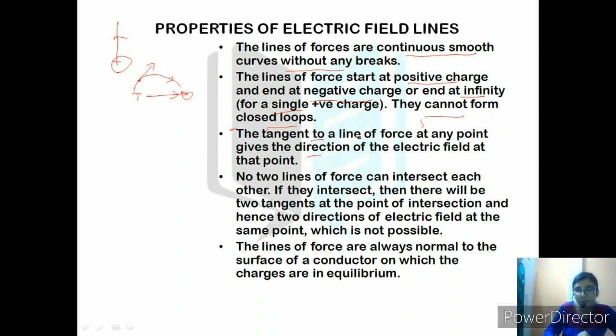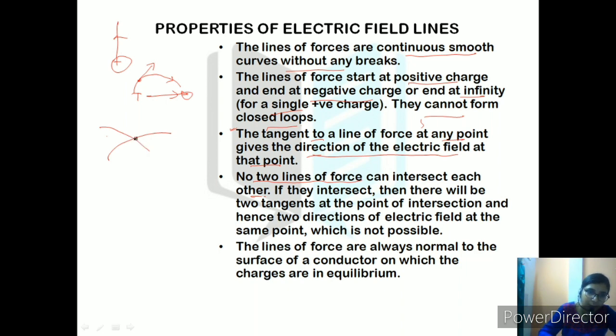The tangent to a line of force at any point gives the direction of the electric field at that point. Now we have to discuss the other properties. Suppose we consider this one: no two lines of force can intersect each other. This is the property. Now let's see what will happen if they intersect each other.